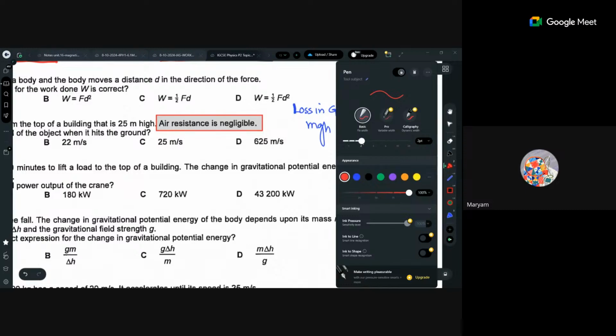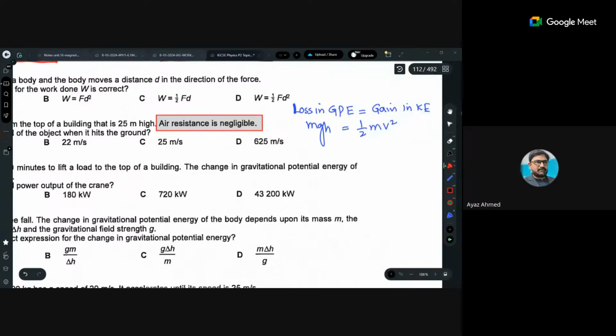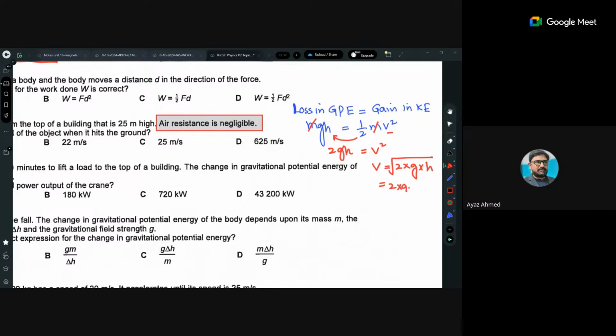Yes, sir. Okay, so just simplify the concept here. Mass and mass is gone and you need velocity. So this 2 will be shifted to that side. So it will be 2gh equals v square. Just plug in the values, and v will be equal to the square root of 2 into g into h. It is 2 into 9.8 times how much height? 25 meter height. Just put all the values and give me the answer.